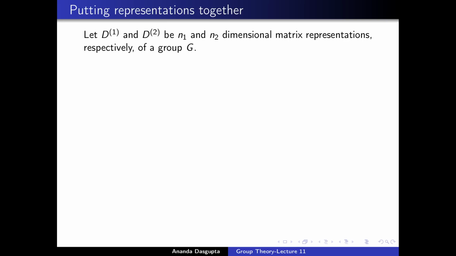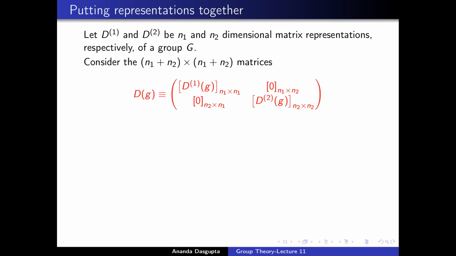So d1g for all of the g's are n1 by n1 matrices and d2g are n2 by n2 matrices. Now consider a big matrix of dimension n1 plus n2 by n1 plus n2. For a given small g, capital D of G is defined to be a matrix which can be written in this block form, where the first n1 rows and n1 columns are occupied by d1g.